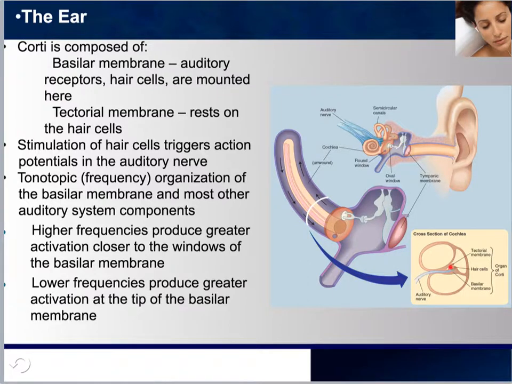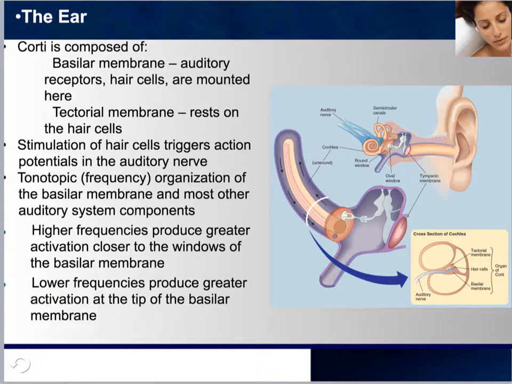Right at the dorsal part of the basilar membrane, we have the hair cells. They're mounted on there, and they're protected by the tectorial membrane, which is right on top of this right here. The stimulation of the hair cells would trigger action potentials in the auditory nerve, which you can see here in a light blue color. Here you can see a different picture with the wound up cochlea, where the hair cells move in the basilar membrane, they would then trigger an action potential, and then they would synapse over to the auditory nerve, which would start making its way over to the brain.